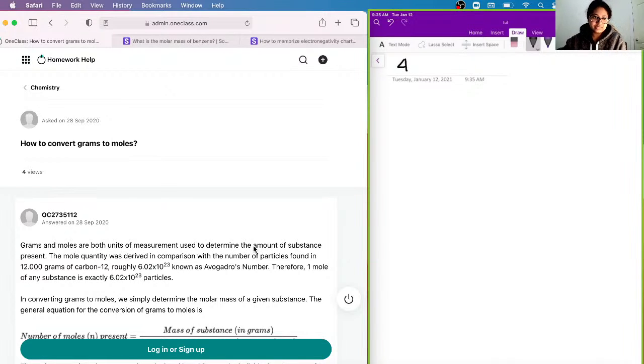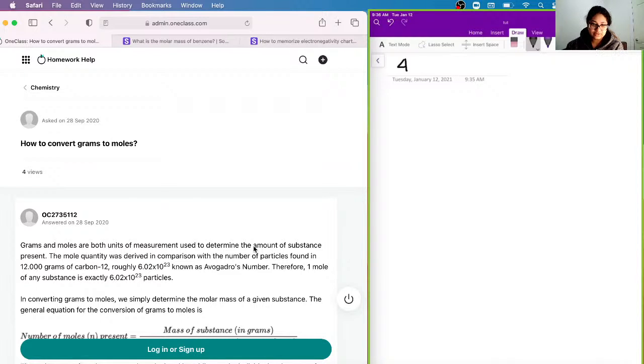The next question says how to convert grams to moles. The mole is a measurement used to determine the amount of substance. The mole quantity was derived in comparison with Avogadro's number, which is 6.02 times 10 to the power 23. Therefore, 1 mole of any substance is exactly 6.02 times 10 to the power 23 particles.